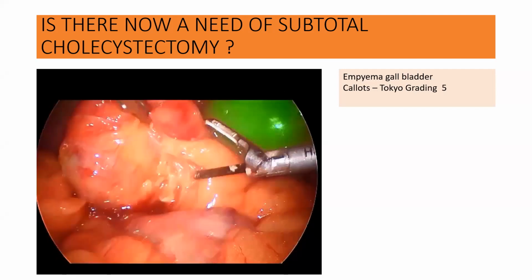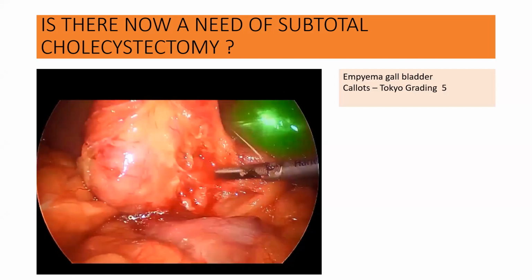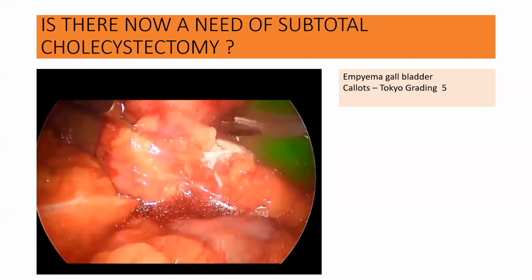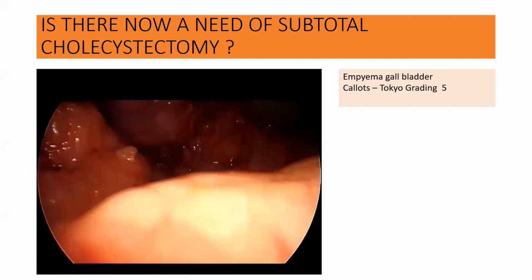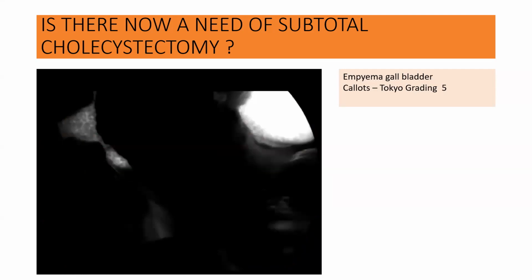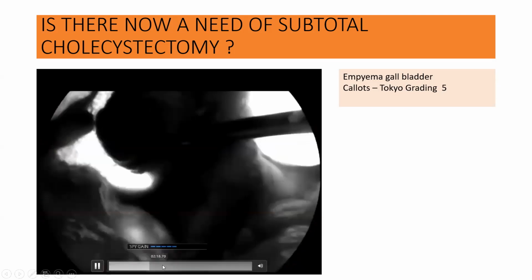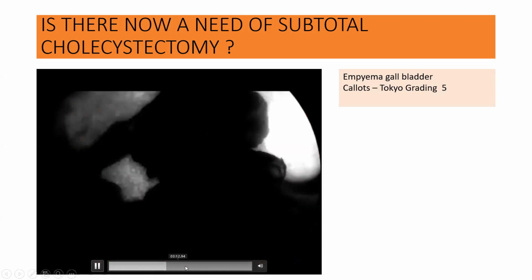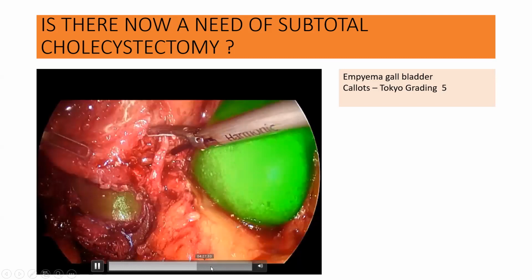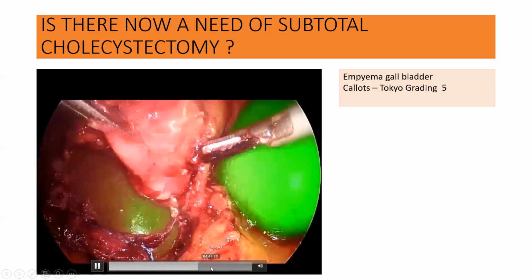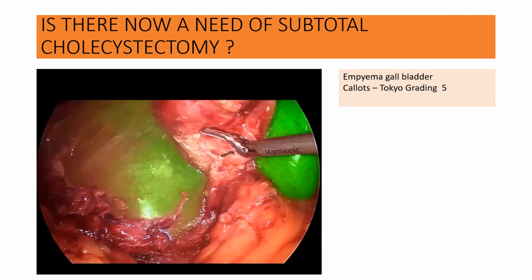So we can sometimes identify the anatomy very well, and we can get the idea where exactly is the common bile duct, where exactly is the confluence, where exactly is the common hepatic duct, and thereby the need for subtotal cholecystectomy can be avoided. So we can instill the dye directly inside the gallbladder, and then we can see the anatomy at the Calot's.